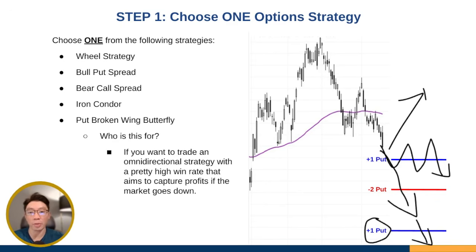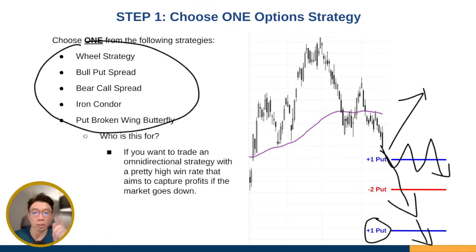So there we have it, right? You have the 5 option strategies down here. I want you to just pick one of these that you think is going to be most suited to your characteristic, the way that you like to trade, and then master it, right? Just stick with it. So how do you trade the put broken wing butterfly?